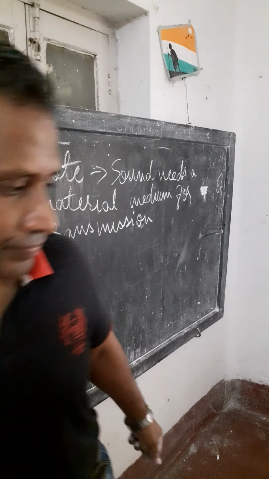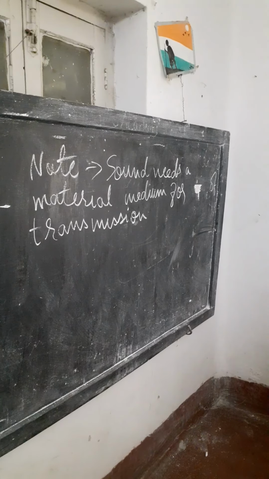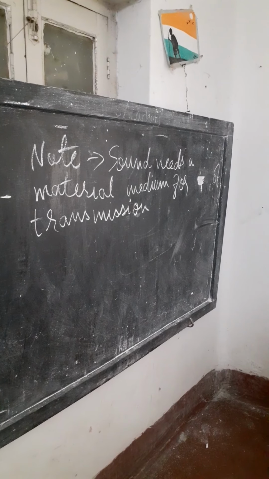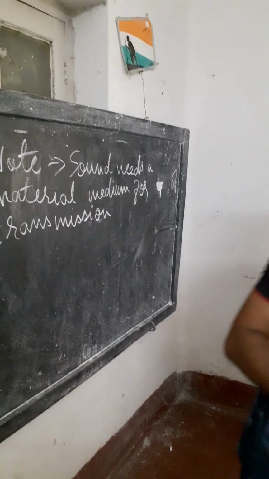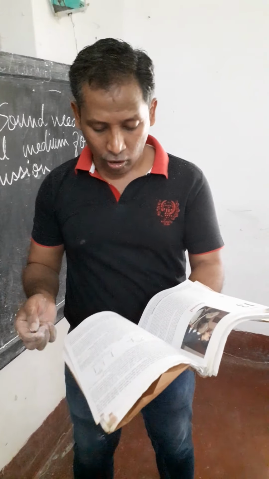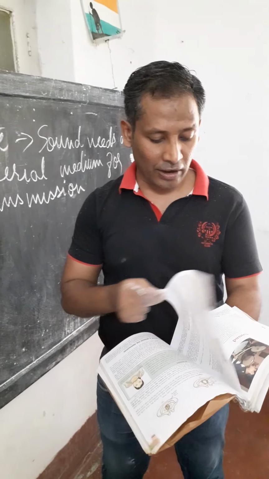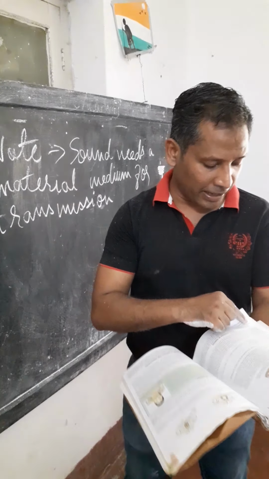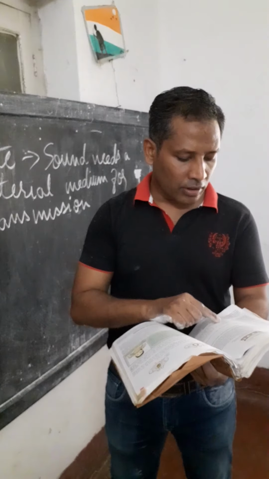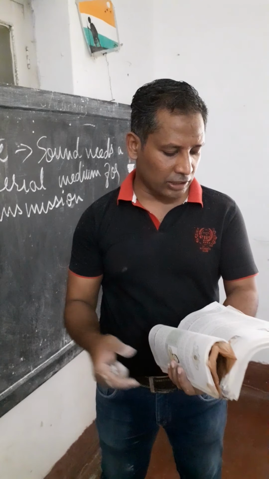Now, from the book we are going to study some topics. What is sound? We have discussed. Sound is produced by vibrating objects. We have studied that all sound is caused by vibration. When any object vibrates, sound is produced. Next, sound can be produced by the following methods. How can sound be produced?